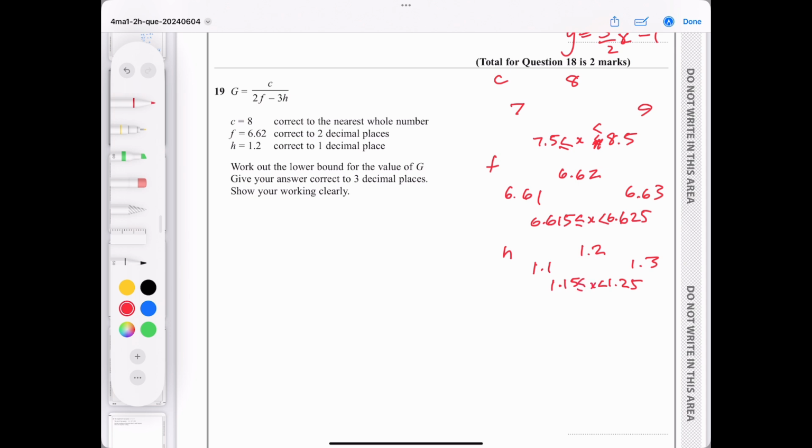I'm going to work out the lower bound for G. So we want G to be small. If we want G to be small, that means we want the top one to be the smallest possible. So the top one's smallest value is 7.5, okay? And that means we want the whole thing at the bottom to be big. So that means for 2F, we want the biggest F. So we go 2 times 6.625, and then we want the smallest H we possibly can have, which is 1.15.